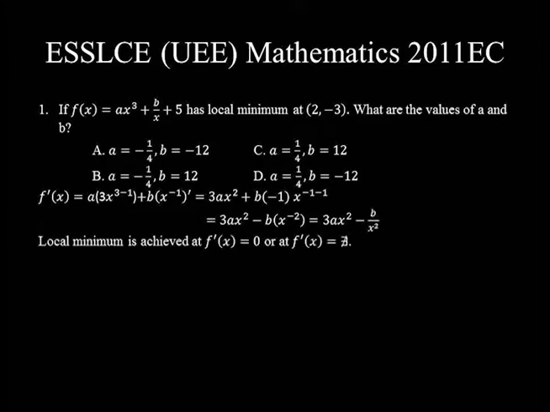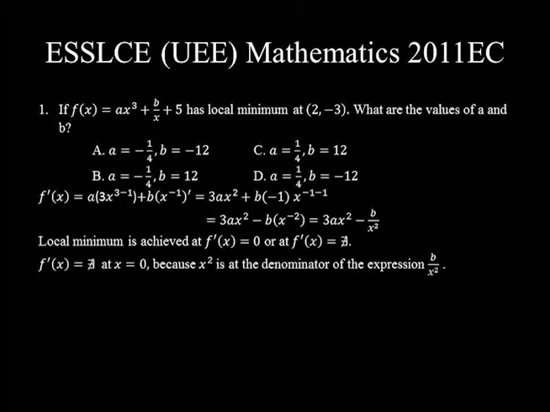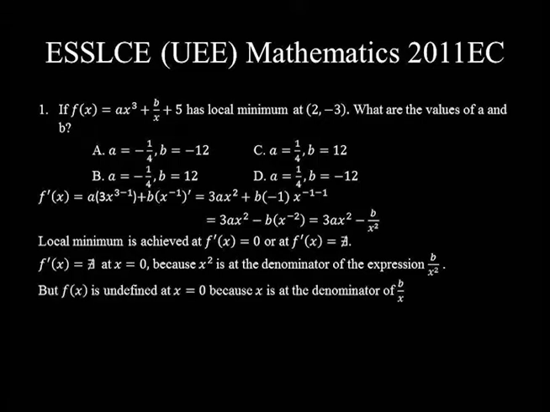As we discussed, a local minimum is achieved at either f derivative of x is equal to 0 or at f derivative of x doesn't exist. F derivative of x doesn't exist at x is equal to 0 because x squared is in the denominator of the expression b over x squared. But f of x is undefined at x is equal to 0 because x is in the denominator of b over x. Thus, the minimum is achieved at f derivative of x is equal to 0.